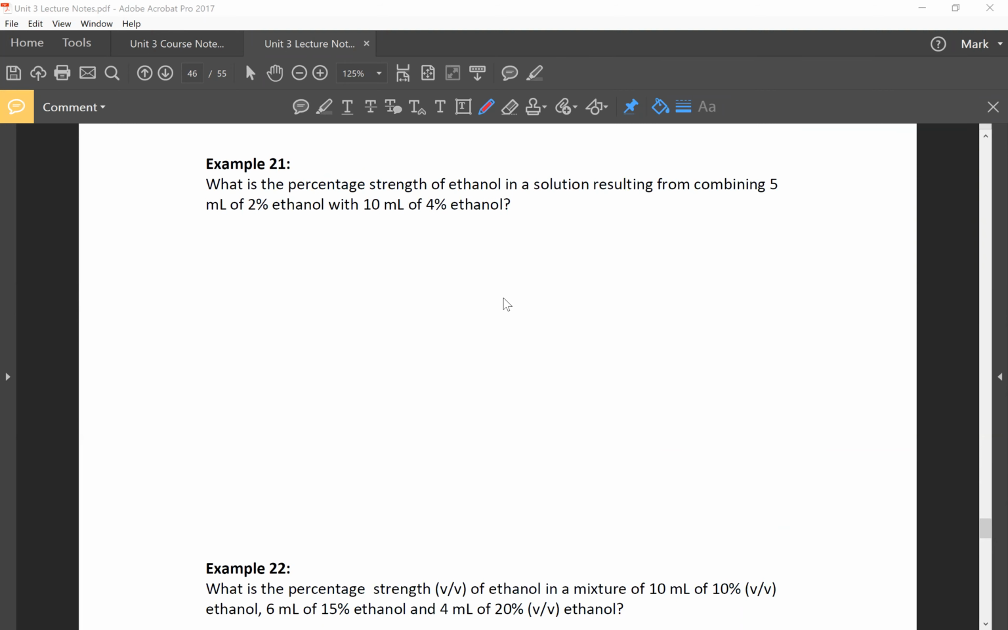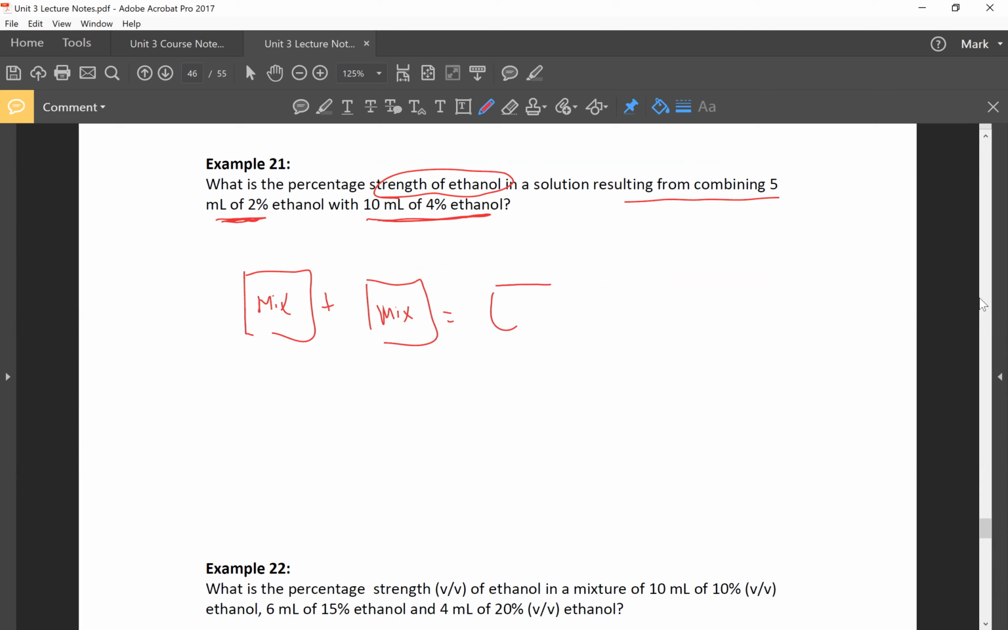Okay, we'll do this one. We're trying to find the percentage strength of ethanol in a solution resulting from combining 5 milliliters of 2% and 10 milliliters of 4%. So you guys know the method for this: you take your mixtures and add them together to equal your total. But there is one extra step here.